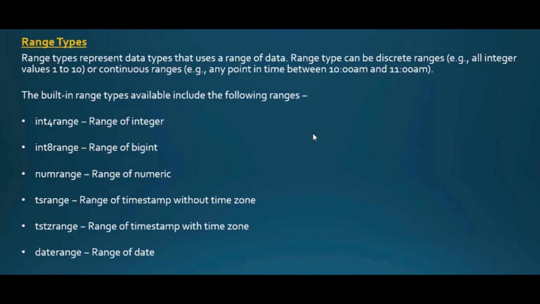And the final data type is range. It stores a range of values instead of a single value. So here the built-in range types are available, including the following ranges like int4range. It stores the range of integers like 1 to 10, and int8range, it is for large integers, and numrange, it is for numeric values, and tsrange, it is a range of timestamp without time zone. tstzrange, it is a range of timestamp with time zone. And the next one is daterange, it is a range of dates.